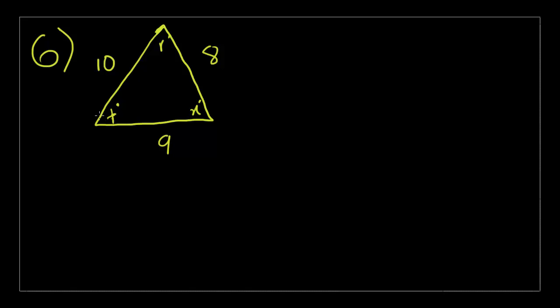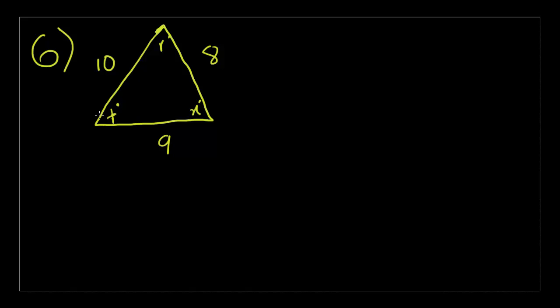Which of the following must be true about angles T, R, and X in the figure above? And then they have a whole bunch of inequalities. All of them say such angle is less than such angle, which is less than such angle.